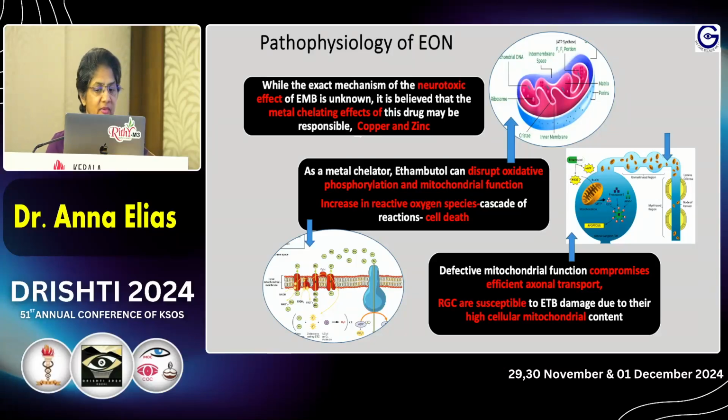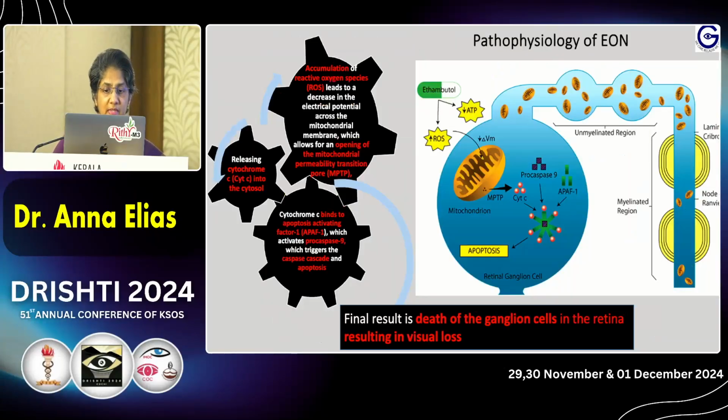RGCs are susceptible to ethambutol damage because of the high cellular content of mitochondria. So this is a ganglion cell and this is the nucleus. You can see that this is the mitochondria. Ethambutol causes the accumulation of reactive oxygen species, and this causes pores to develop in the mitochondria, and from these pores cytochrome C is released. This combines with apoptosis activating factor, and this results in a cascade of reactions which results in apoptosis. And the final result is death of the ganglion cells in the retina, resulting in visual field loss.